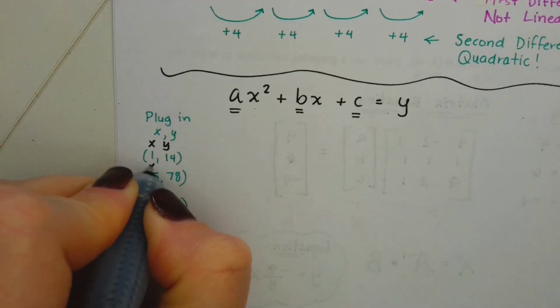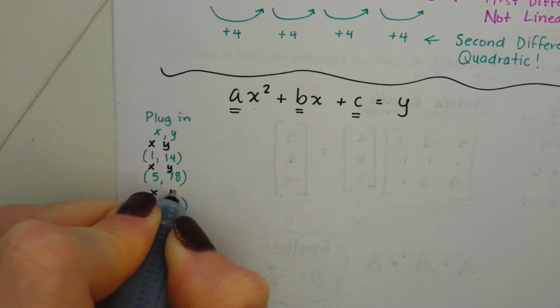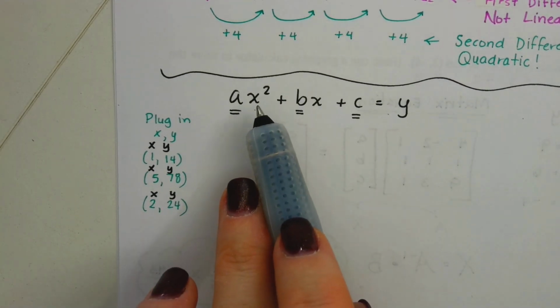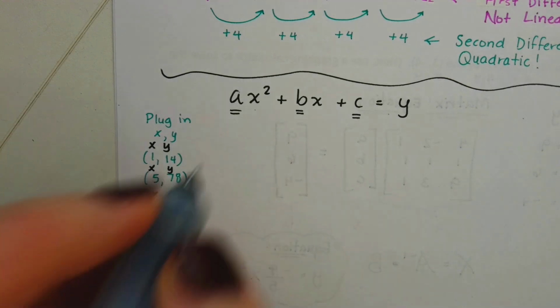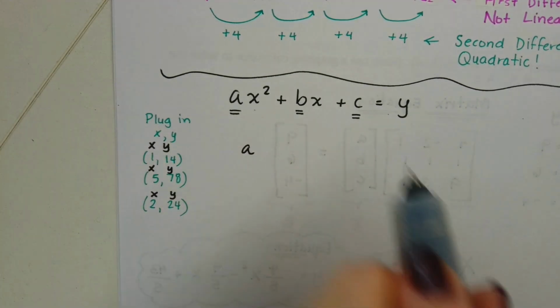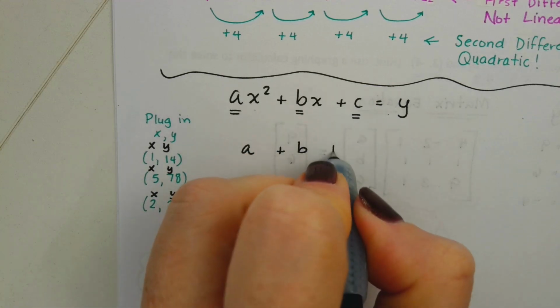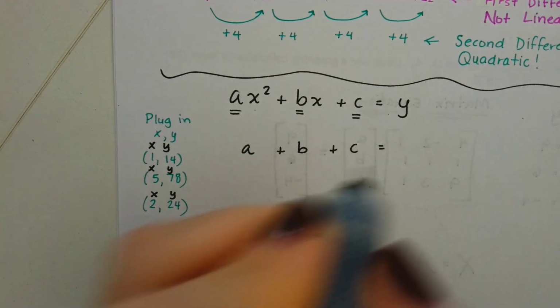Plugging in 1 for x and 14 for the y. That would be 1 squared times a, which is 1a, b times 1, which is b, c doesn't have an x, so just write c, equals 14.